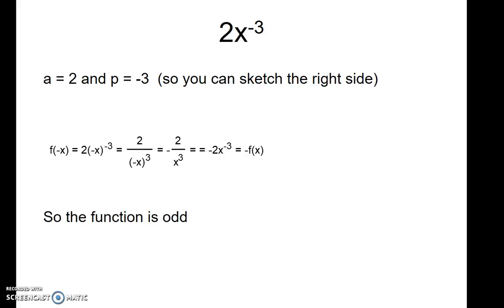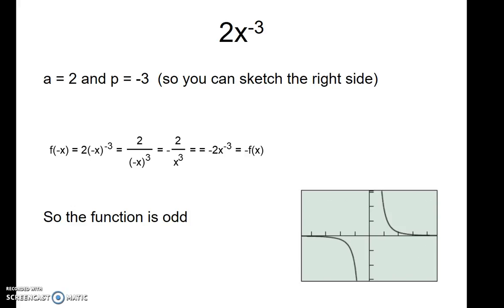So now I put that all together, and this is going to be something like what my picture would look like. Again, a being positive tells me it's going to be in the first quadrant. P being negative tells me it's going to look like a hyperbola, and I don't really care how exact you are there, as long as it looks like a hyperbola. And then this part here taught me that whatever I get right here, I rotate that 180 degrees, and that's what I would see on the left side.